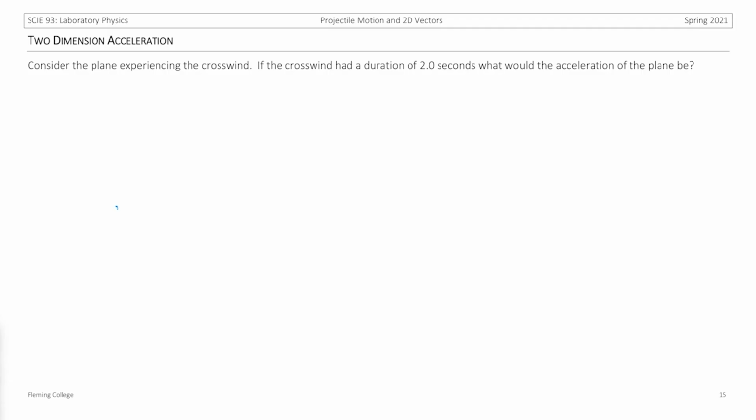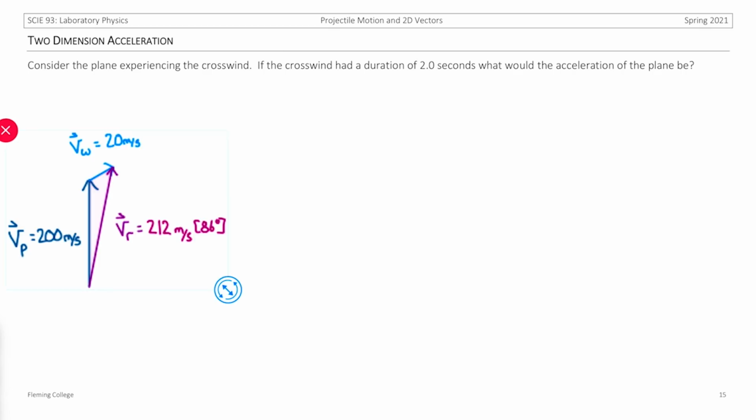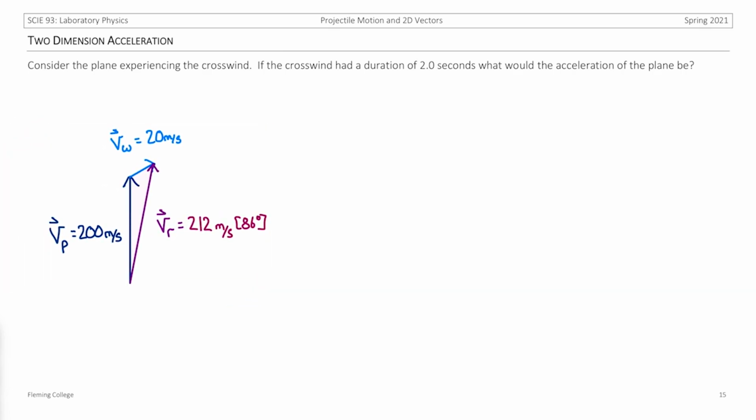Let's go back to our plane and let's consider if the plane experienced that crosswind for a duration of 2 seconds. And let's determine what the acceleration would be. So if we have our sketch from before, remember we had the 2 velocities and we calculated the resultant velocity. So this is our final velocity, and the plane's velocity at the start, the dark blue line, that's our initial velocity. So if you think back to how we calculated this, we had our resultant velocity was the sum of the plane and the wind.